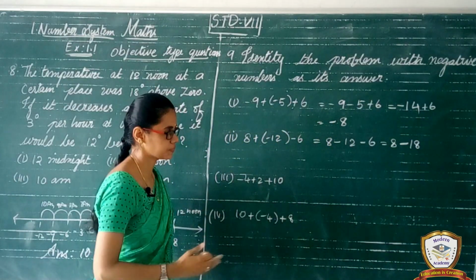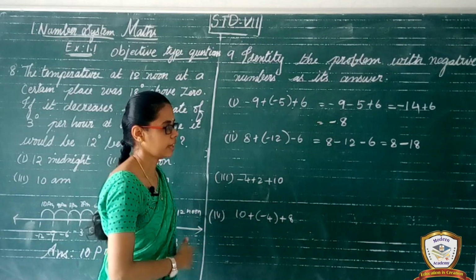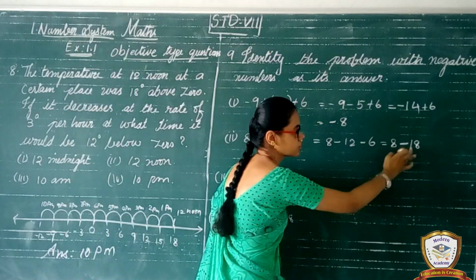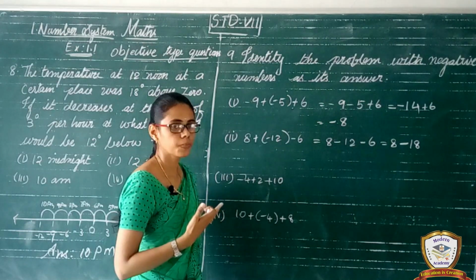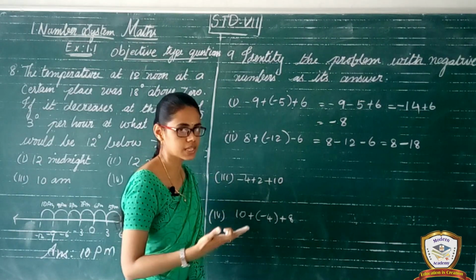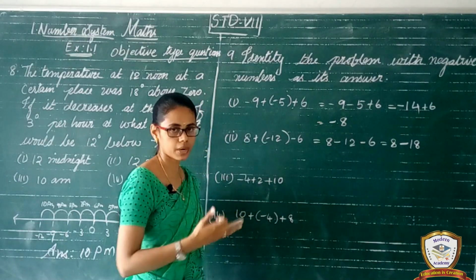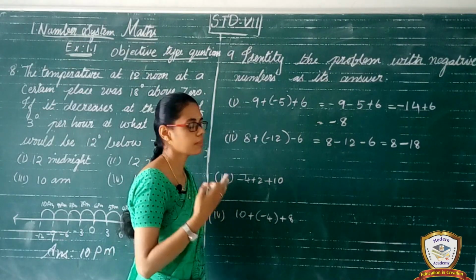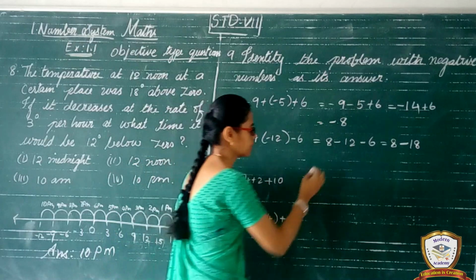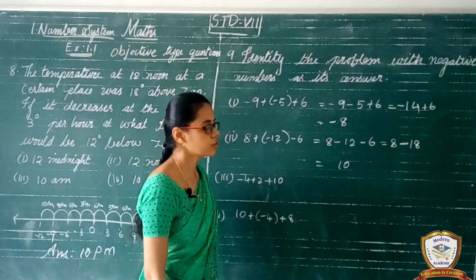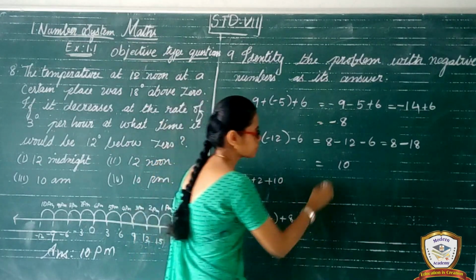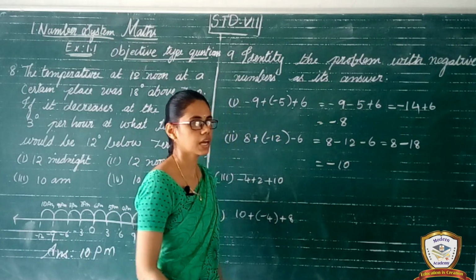Okay, and next, see both numbers. Are both positive or negative? No, both are different signs. Different signs means we need to subtract the numbers. So 18 minus 8, 10. Okay, which is the biggest one? 18. The sign of 18 is minus, so we need to mention the minus in our answer.